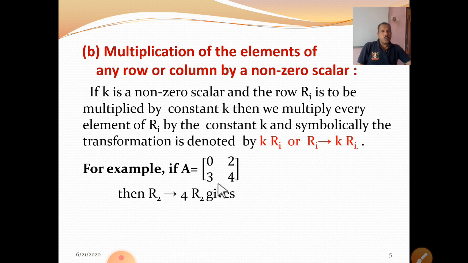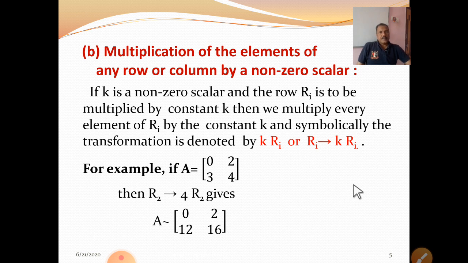Suppose A is the matrix 0, 2, 3, 4, and the transformation given is R2 changes to 4 into R2. That is, we have to multiply every element of the second row by 4, and therefore we get the new matrix. We can write A equivalent to 0, 2, the first row as it is, and the second row we multiplied by 4 for every element. Therefore 3 into 4 is 12 and 4 into 4 is 16. This is the new matrix, and this is the second transformation of matrices.